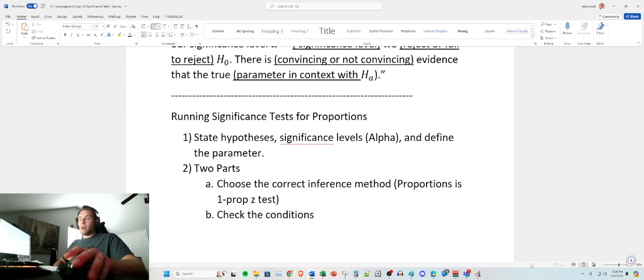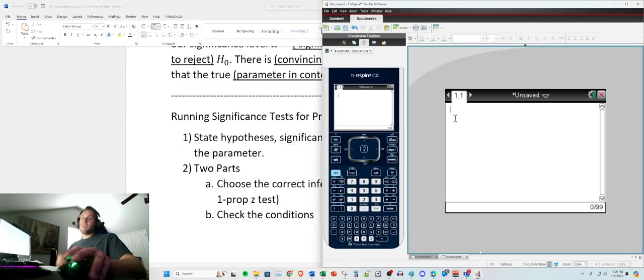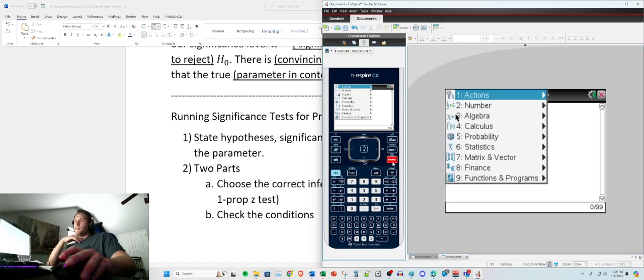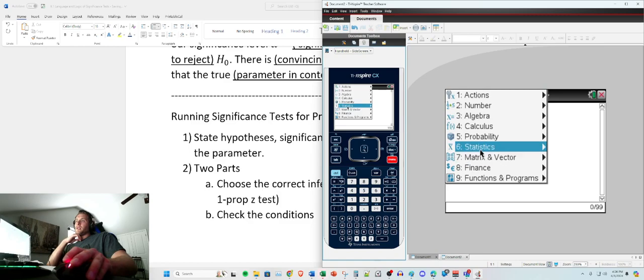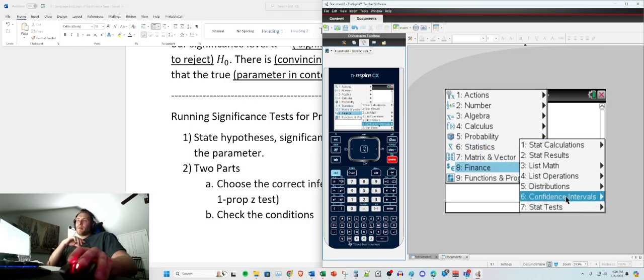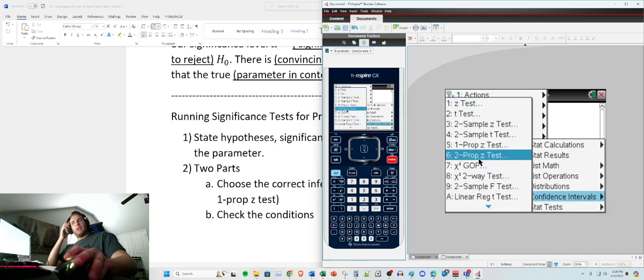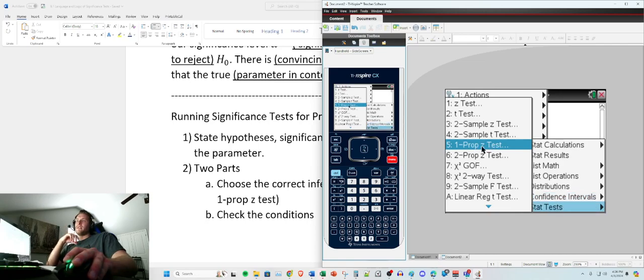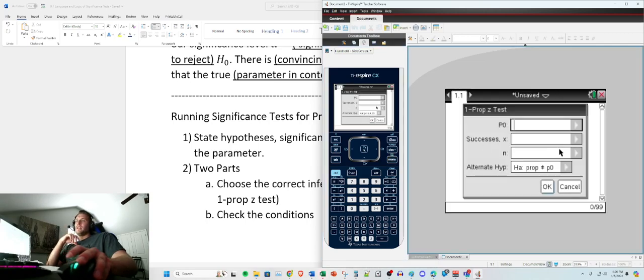Let's actually grab our Inspires now and look at where this is all going to happen. So if you have your Inspire, we're going to press Menu. Go to Statistics. Last chapter we were on confidence intervals, but this time we're going to be in stat tests, and we're going to be using the fifth one here, one prop z-test. So you can go ahead and click that, and we'll talk about all this in a moment.